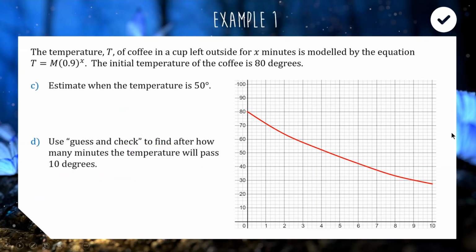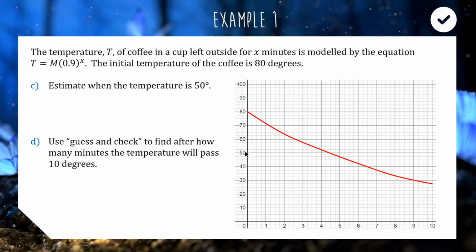Now we've got a couple of questions using this sketch. We have: estimate when the temperature is 50 degrees. So the accuracy of this answer relies on us doing a pretty decent sketch, which hopefully we've done. Mine looks pretty decent. So we're trying to estimate the value of x, which is time, along the x-axis. We're trying to estimate the time that corresponds with a temperature of 50. So temperature is our y-axis.